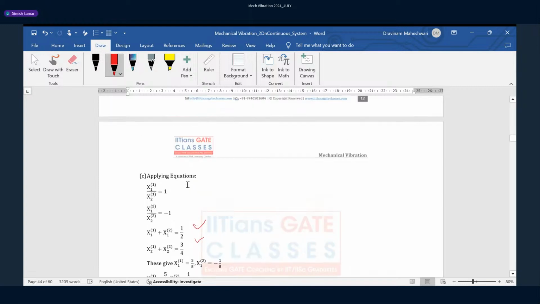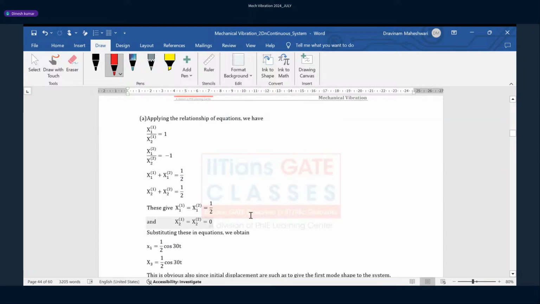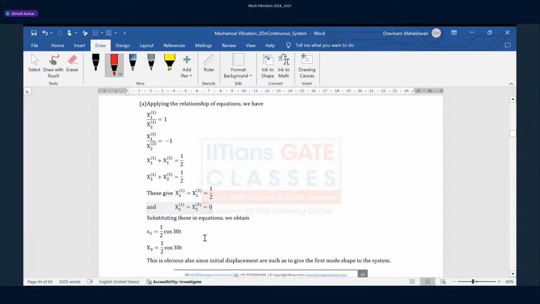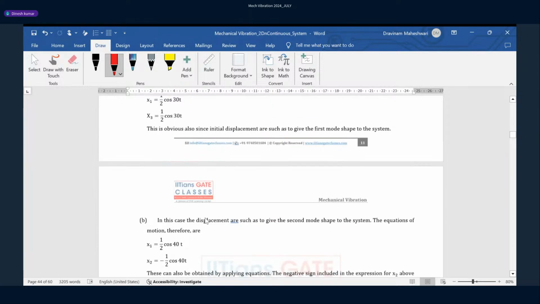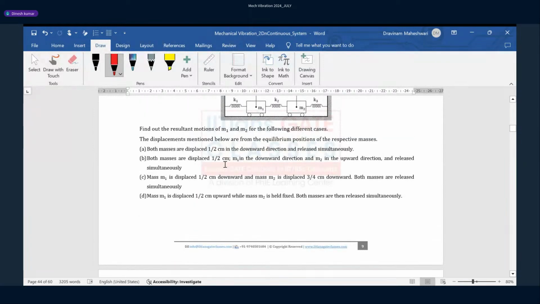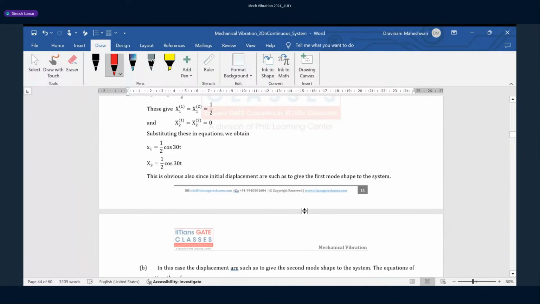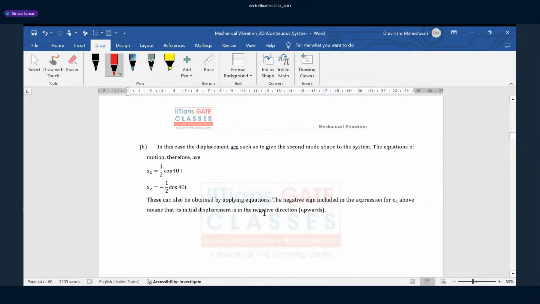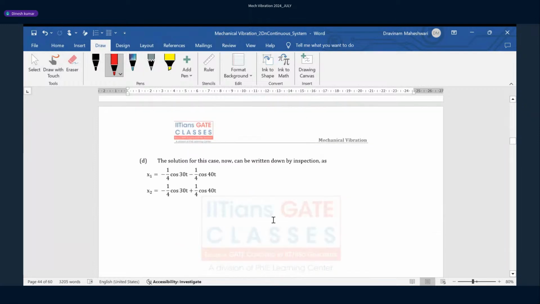So you can see when we got first mode, for the case 1 by 2, 1 by 2, we got the system vibrating in first mode, right? But when we had 1 by 2 and minus 1 by 2, the system was vibrating in second mode, right? The case B, you can see what is written, 1 by 2 centimeter downward and upward. So what we got? We got the second mode. But for option C and D, you can see it's a linear combined mode. C option also and D option also. Clear, Sahil?